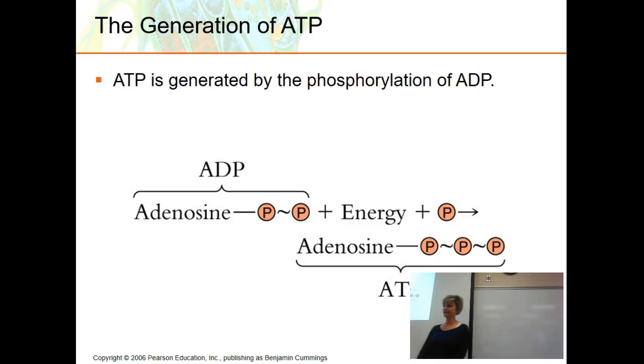It's an adenosine with 3 phosphates. If you only have 2 phosphates, it doesn't work as energy. It's got to have 3. An adenosine triphosphate is made. You have to generate that.